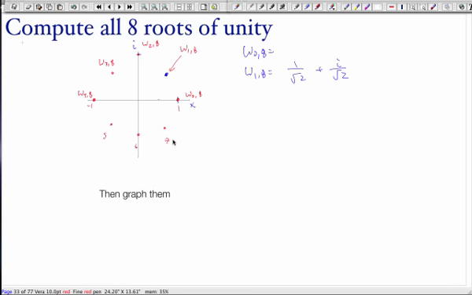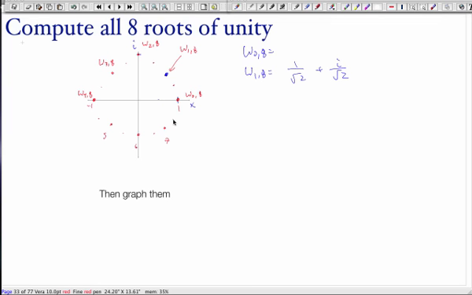And it's important for you at least once in your life to have evaluated these things. Once you do it once, you know that now all of the 16th roots of unity are going to be the points right here. And similarly, the 32nd roots of unity are going to be, and the 64th and the 128th, etc., etc.